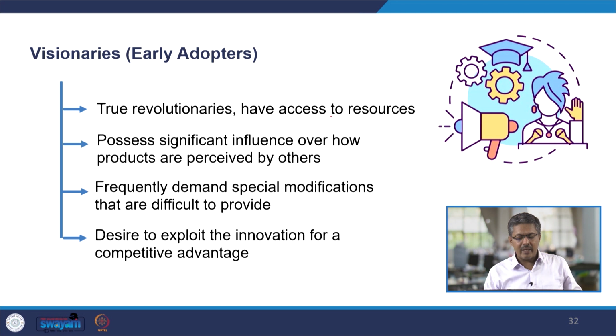early adopters, who are the true revolutionaries and they have access to the resources, right. They also possess significant influence over how products are perceived by others. Again, they also do influence a lot, and frequently demand special modifications that are difficult to provide. So, these people are the ones who will ask for some change to the product. So, if this could be there, that could be there, then it would be better, this kind of ifs and buts, and a desire to exploit the innovation for a competitive advantage. So, they would like to use this new product and take a competitive advantage.